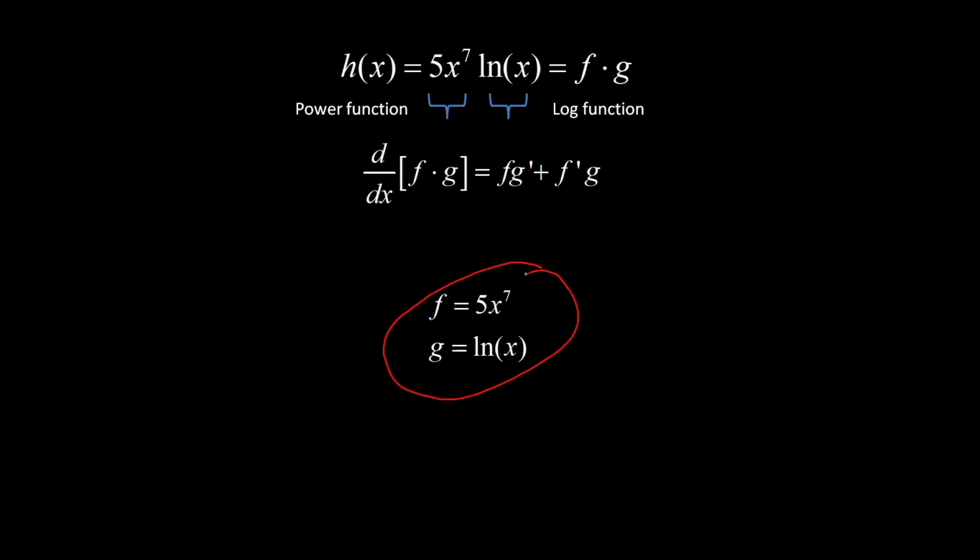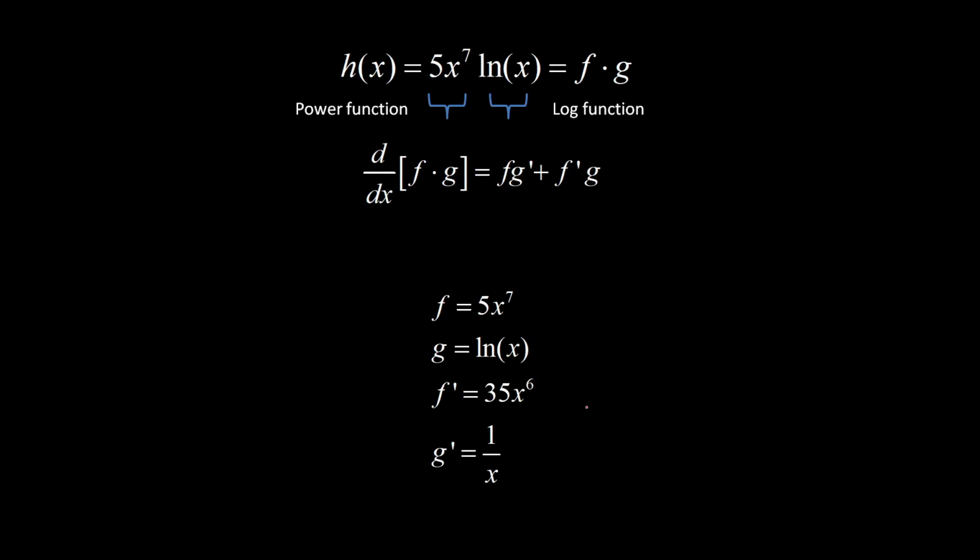Now that we have f and g, we need their derivatives. So the derivative of 5x to the 7th, the 7 drops down. 7 times 5 is 35. Subtract 1 from the exponent, and you get 6. And the derivative of log is 1 over x.